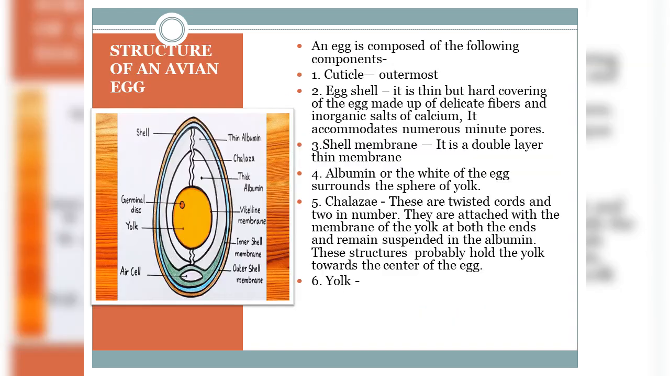An avian egg is composed of several components: the cuticle, which is the outermost layer, the egg shell, a hard covering made up of delicate fibers and inorganic salts of calcium, the shell membrane, a double-layer thin membrane, the albumen, or egg white, which surrounds the yolk, the chalazae, which are twisted cords that attach to the yolk membrane and keep the yolk centered, and the yolk itself, which is the nutrient-rich part of the egg.